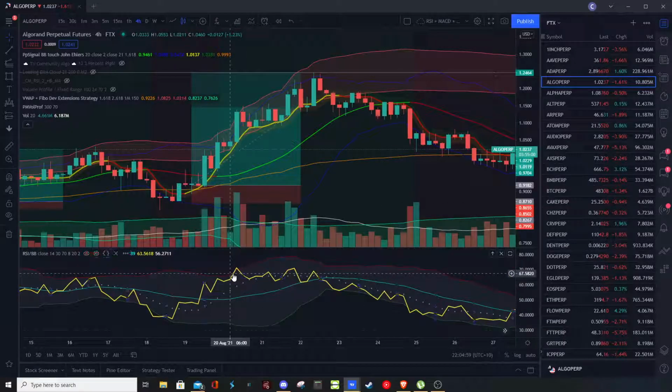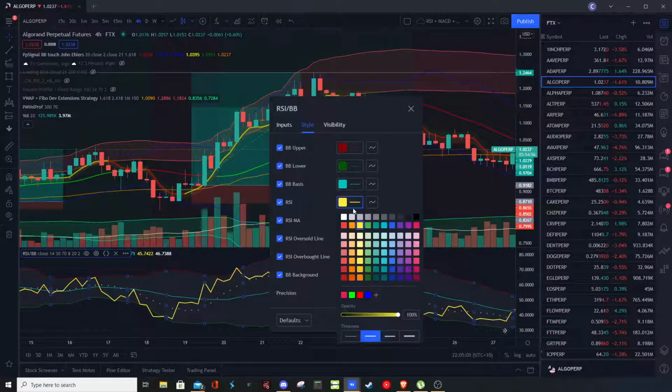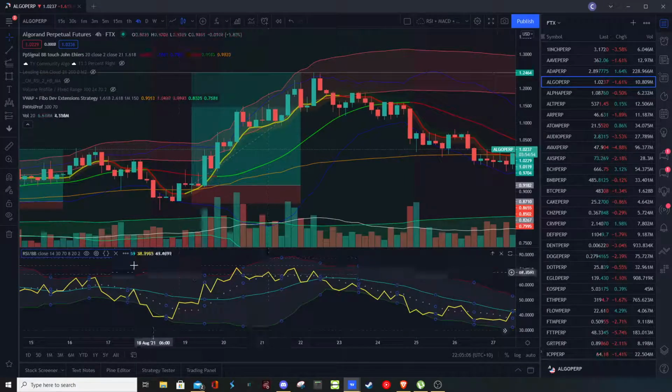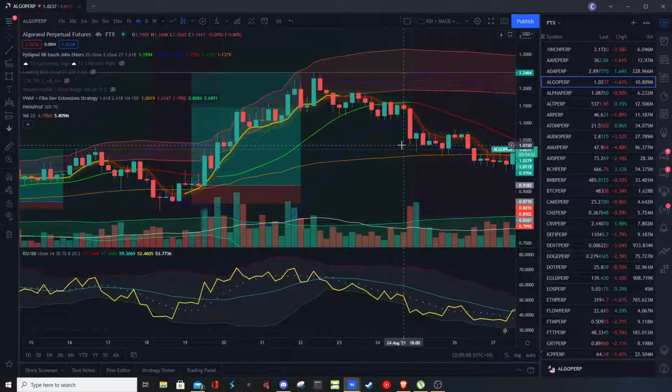Oh, I changed the RSI to yellow. It's purple naturally, but I don't know. I just like yellow. It's more visually appealing to me.